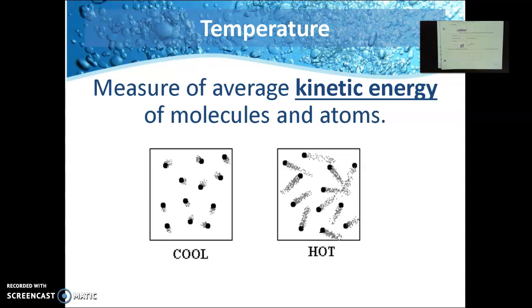So something that is very hot has atoms that are moving very fast, while things that are very cold have atoms that are moving slower. That might be why gases are bouncing off the wall, but solids are just vibrating in place, because the gases have more kinetic energy than the solids.